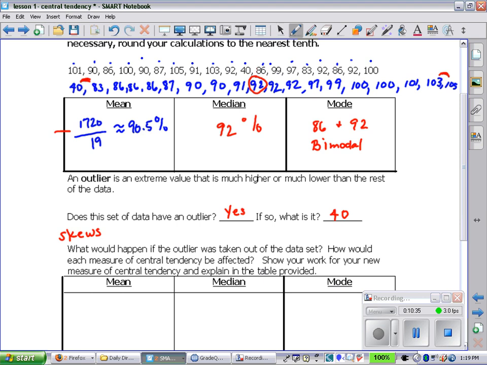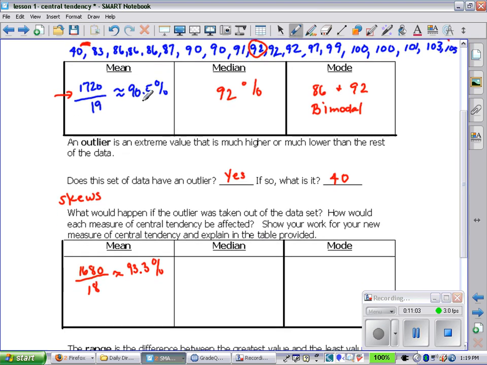All I have to do is go to my sum and make it 40 less than it was. I want to take out 40 from this. So that means my new sum will be 1680. And then instead of dividing by 19 numbers, I'm dividing by 18. So if you divide 1680 by 18, you get about 93.3%. So you can see that our average went up from a B plus to an A minus. So it went up almost 3 points. So I'm going to say it increased, went up.